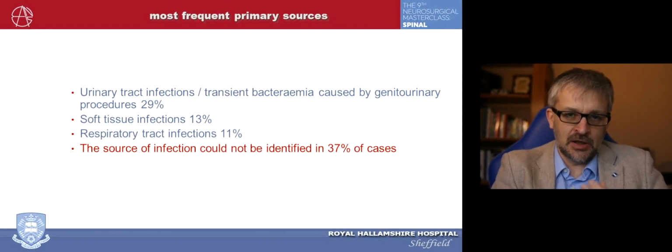Yeah, so it doesn't originate in the spine. It usually seeds in the spine coming from elsewhere. If we look at the primary sources, the most common source is usually genitourinary tract infection, but we may also have infection coming from the respiratory tract. But again, in approximately a third of patients, the source of infection cannot be identified.